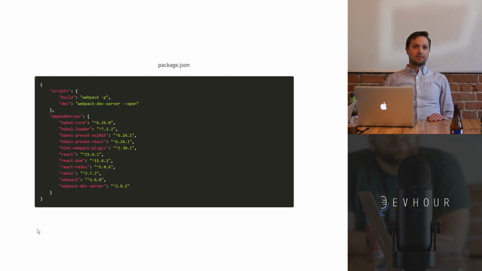We have this Babel preset React, and that is responsible for transpiling JSX, which is React's XML-like JavaScript syntax, back into ES5. Then we have this HTML Webpack plugin, and that's a special plugin that is really only useful in Webpack, and it's responsible for dynamically attaching our hashed bundles in an HTML template.